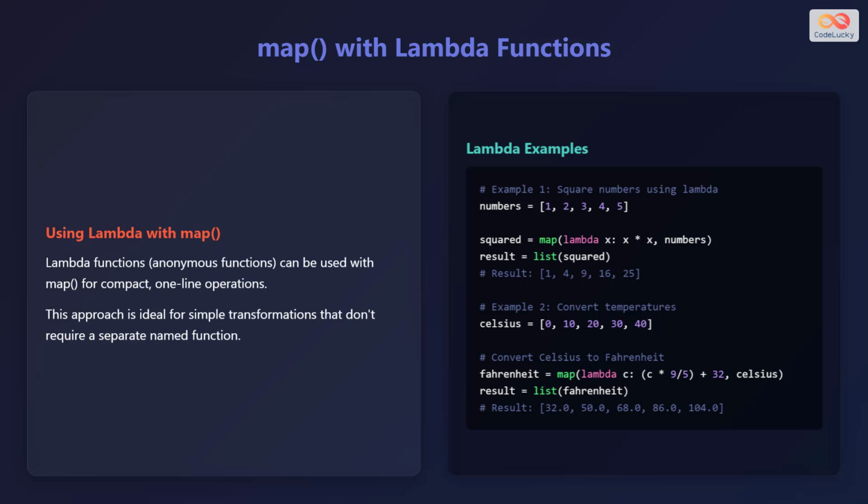In the first example, we are squaring numbers using a Lambda function. Instead of defining a separate square function like before, we use a Lambda function right inside the map function. The result is the same, a list of squared values. In the second example, we convert Celsius temperatures to Fahrenheit using a Lambda function. The Lambda function performs the conversion, and map applies this to each temperature in the Celsius list. The result is a list of temperatures in Fahrenheit.